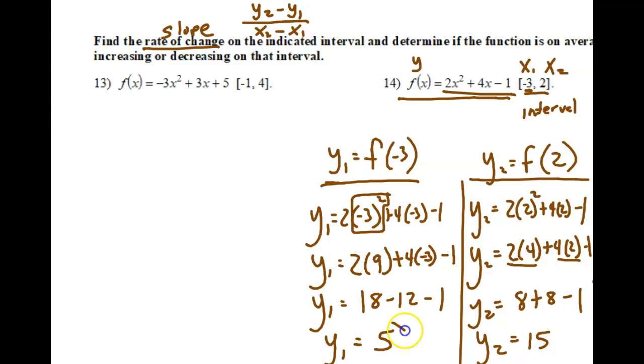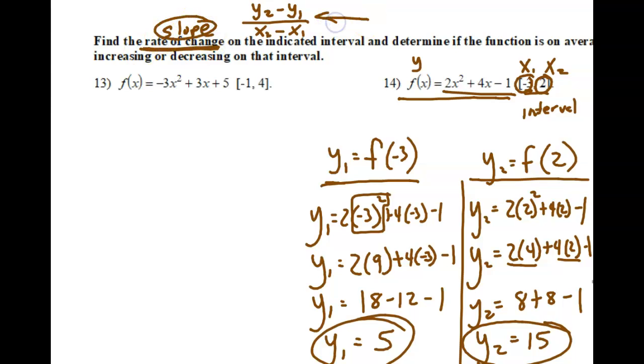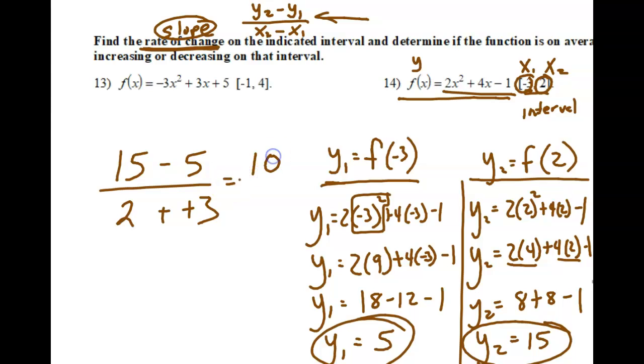So now we have y1 and y2. We have x1 and x2. And all we need to do now to find our rate of change, or slope, is plug it into my formula here. So y2 minus y1 over x2 minus x1. In this case, those become positives because it's double negatives, and we're left with 10 over 5, which simplifies to 2. So there's my rate of change.